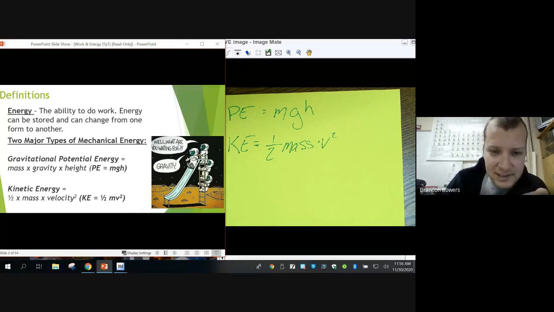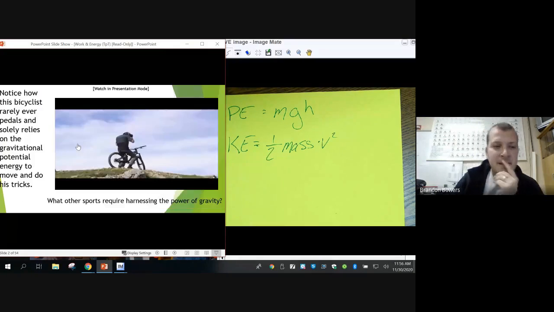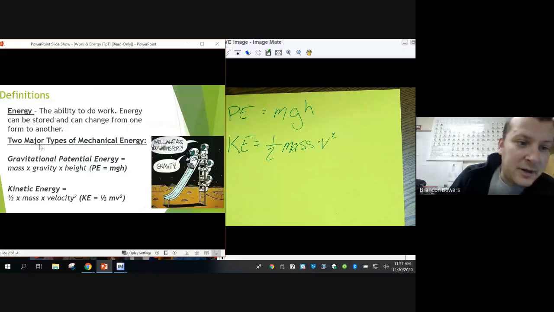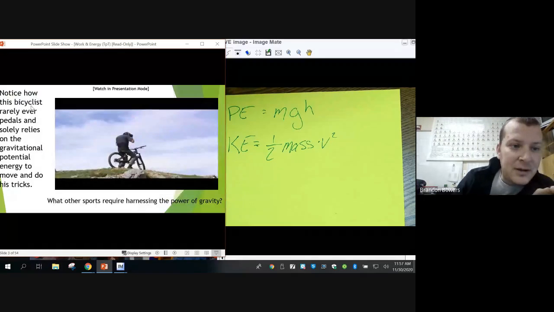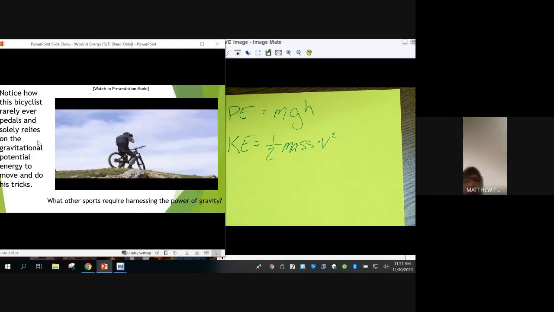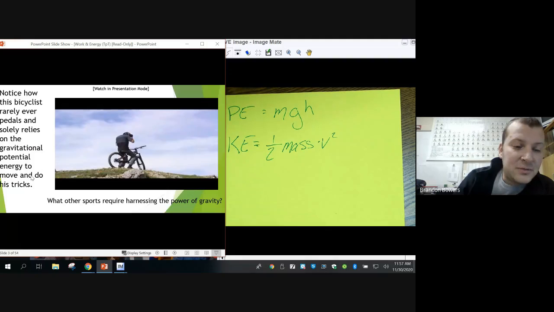All right. So, do you guys see this little picture? Love it. It's hilarious. Well, what are you waiting for? Gravity. Gravity. Gravity. Great song. All right. So, I got this picture, or this video, and we're going to try it out. Notice how this bicyclist rarely pedals and solely relies on the gravitational potential energy to move and do his tricks.